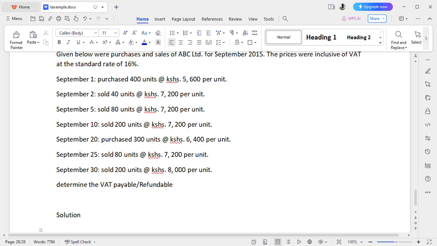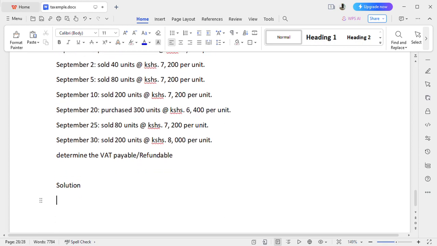Determine the VAT payable or refundable. So we are not sure whether it will be payable or refundable. So after getting that clear information, our next step is to determine the VAT payable. So we'll just have a table which will help us in establishing the VAT payable.